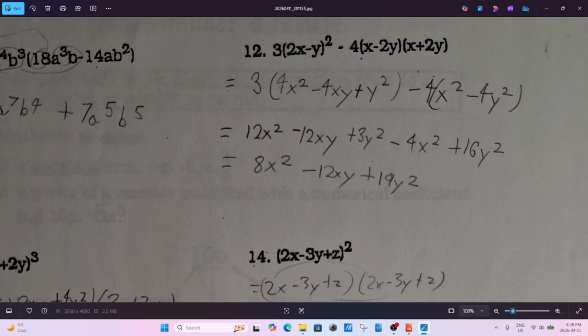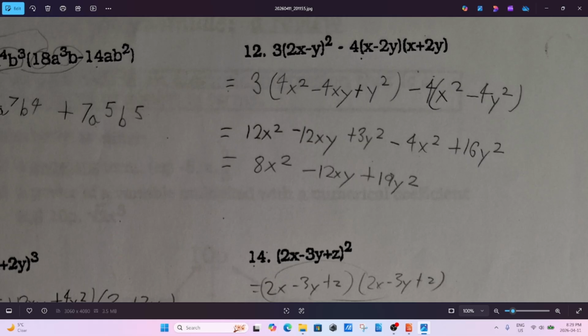Question 12: 3 times (2x minus y) squared, minus (4x minus 2y) times (x plus 2y). So here we will do the 2x minus y times 2x minus y, which gives you 4x squared minus 4xy plus y squared. You get the minus 4xy because you get the 2x times negative y, which gives you negative 2xy, and you do that twice, so you get negative 4xy.